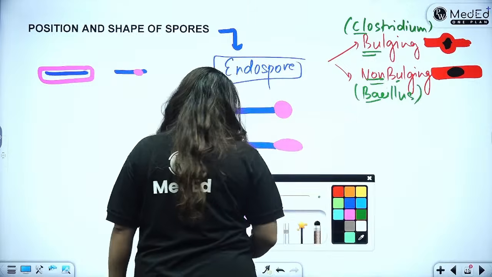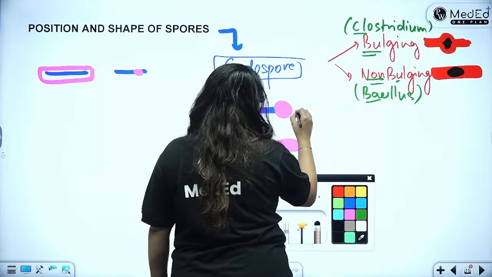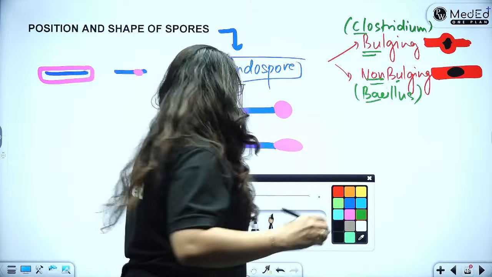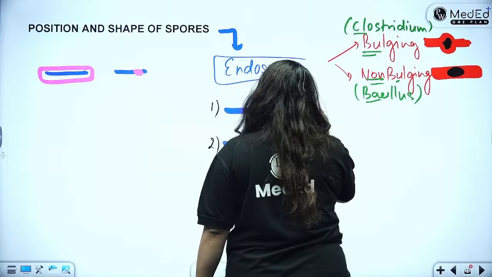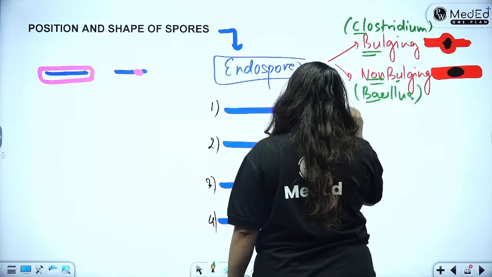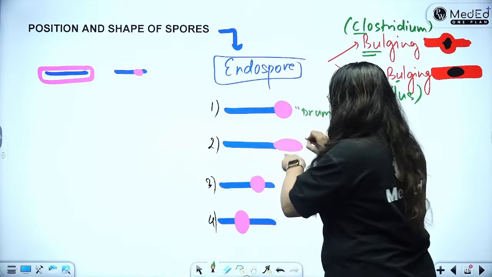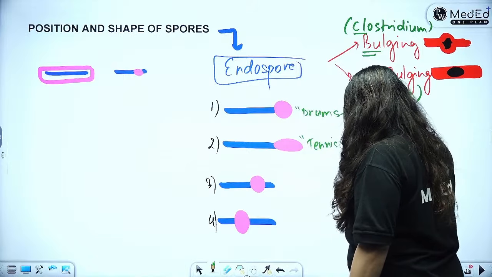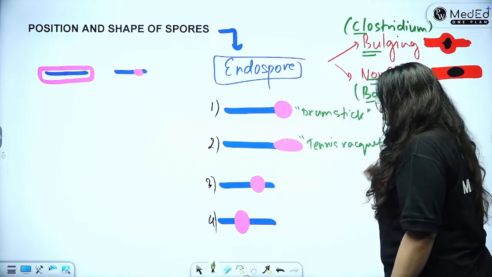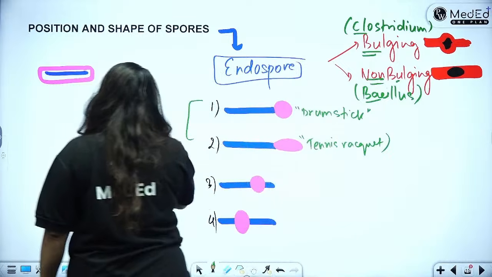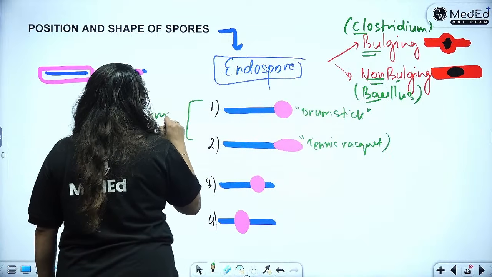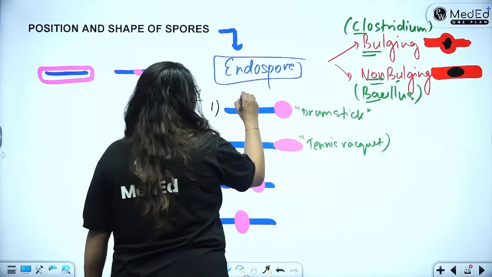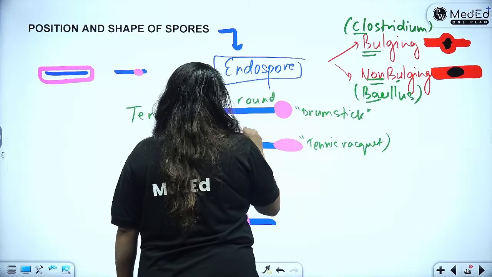Now when you look at the position, this terminal round spore looks like the sticks of a drummer, so it is also called a drumstick appearance. Whereas this one looks like a tennis racket, the tennis racket appearance. Both of these are terminal spores. One is a terminal round spore and one is a terminal oval spore.